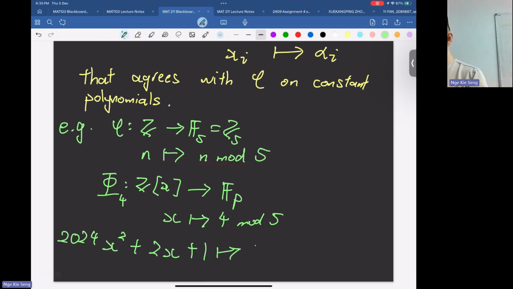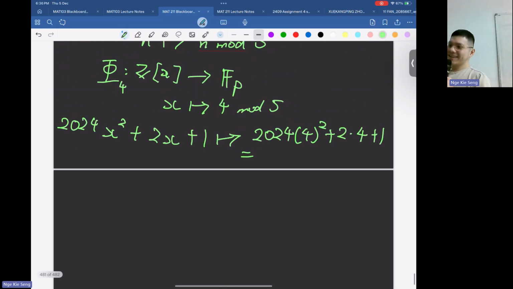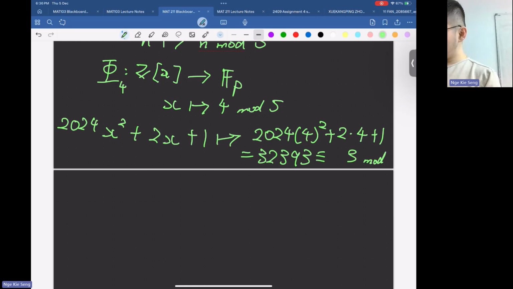Okay. So before that, obviously, if you just substitute, you'll get 2024 times 5 squared plus 2 times 4, pick 4, and then plus 1. If you do this calculation, what do you get? Before taking mod. Okay, then use the computer. The exam won't have this kind of thing. You got it, 32393. So this one equals what mod 5? 3 mod 5. Okay, good.